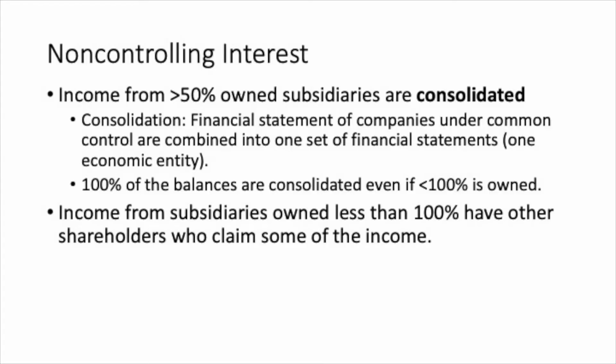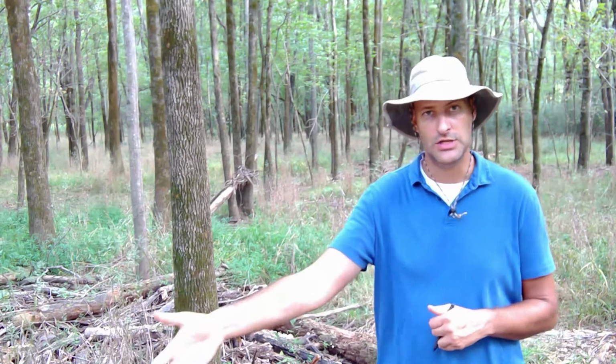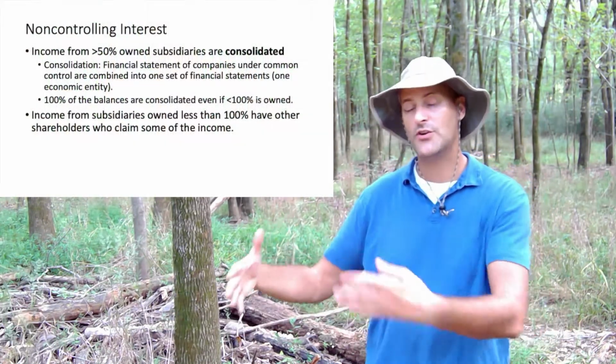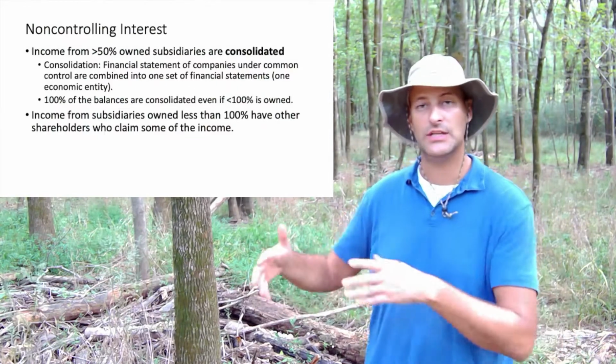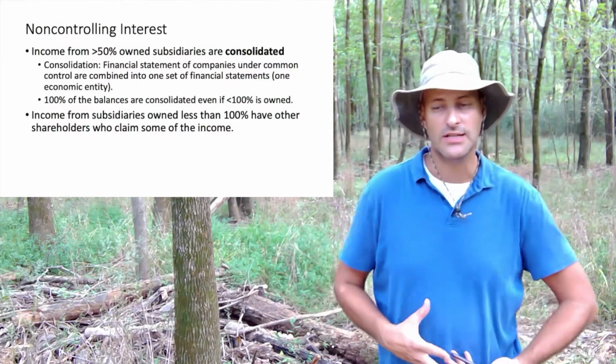We also have non-controlling interests. So this is typically income from less than 100% owned subsidiaries that are consolidated. You consolidate if you own, generally speaking, more than 50% of a company, of a legal entity. Consolidation takes 100% of the assets, liabilities, and income onto your financial statements.